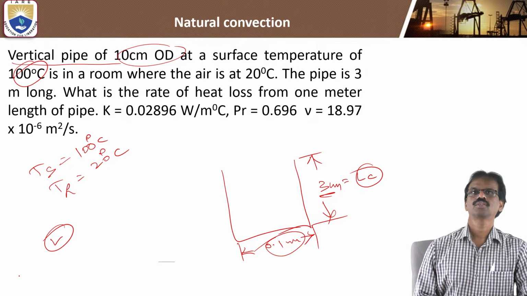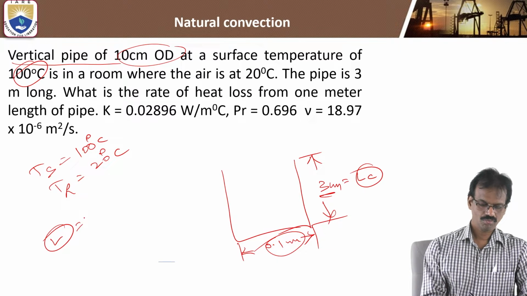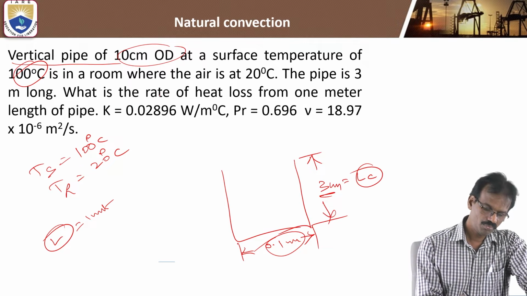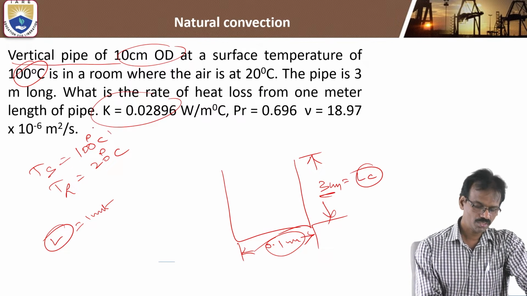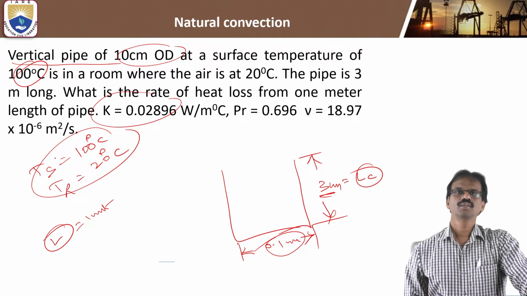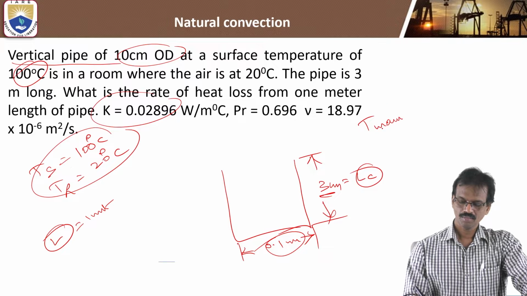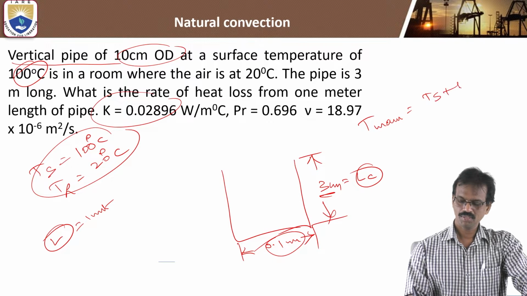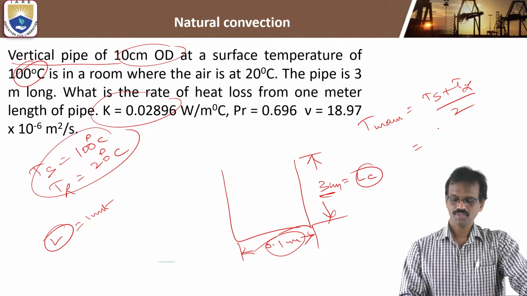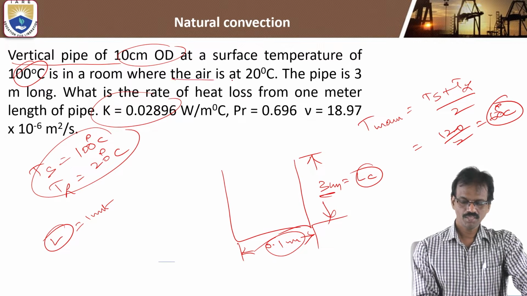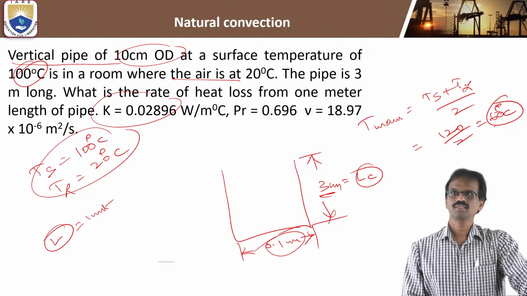So L is equal to 1 meter. Thermal conductivity and fluid properties are given here. Otherwise, you have to take the fluid properties at these temperatures. You know that you have to find the T mean. T mean is equal to (Ts plus T infinity) by 2, so 120 by 2 is equal to 60 degrees Celsius. So we need the properties of the air at 60 degrees Celsius.